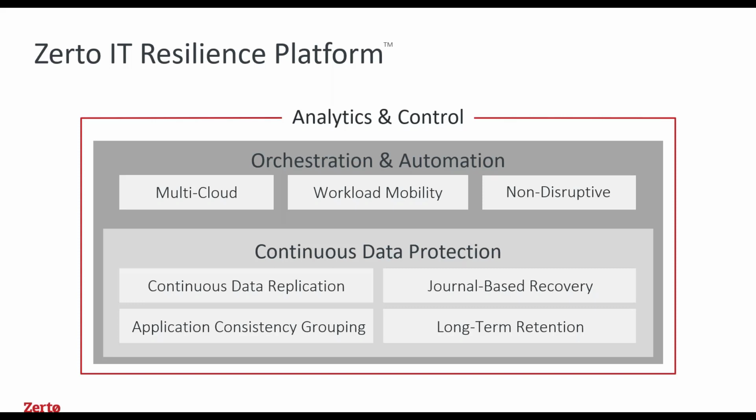The IT Resilience Platform uses application consistency groups called VPGs, or what we like to refer to as virtual protection groups. Now, these VPGs enable customers to protect applications with all of their dependencies. They allow you to pre-configure recovery flows for fast recovery without any manual intervention. Now, the platform also addresses your needs for long-term retention of data and applications.